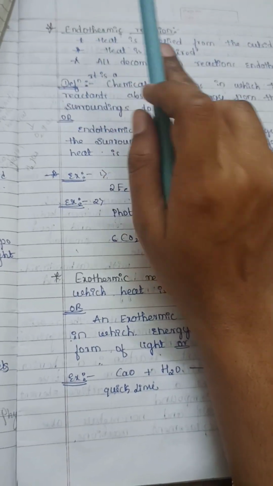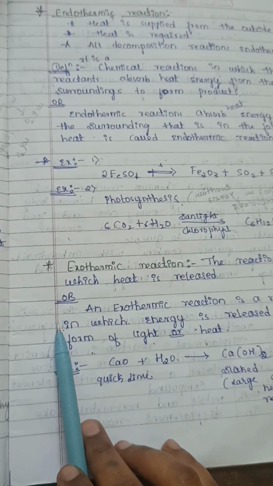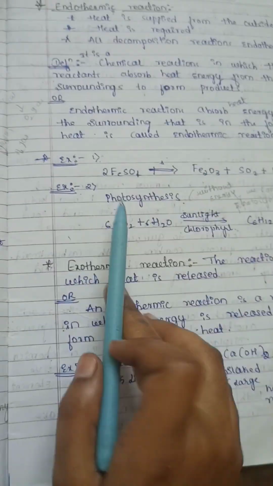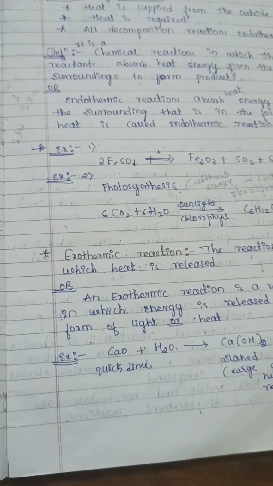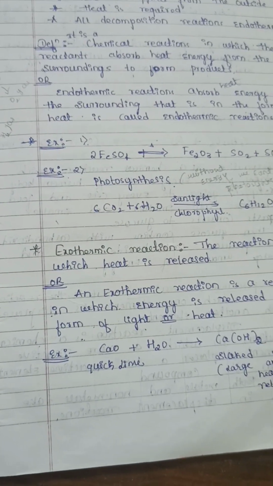So this is what endothermic reaction and exothermic reaction are about. Endothermic reaction means heat is absorbed. Exothermic reaction means heat will be released. On the exothermic reaction, they will again ask some questions, which I will discuss now.